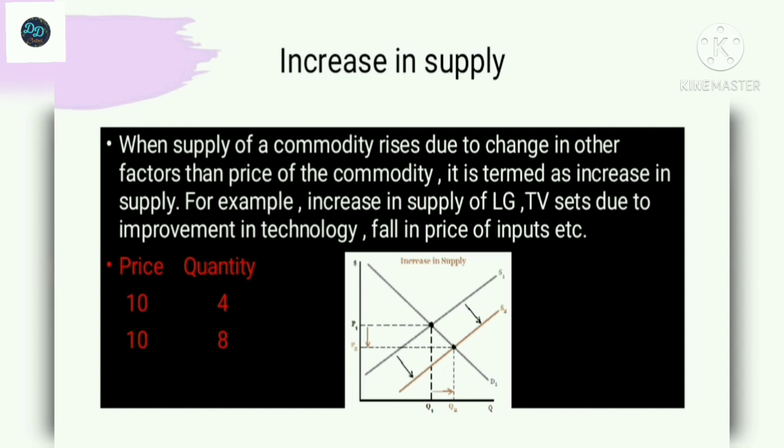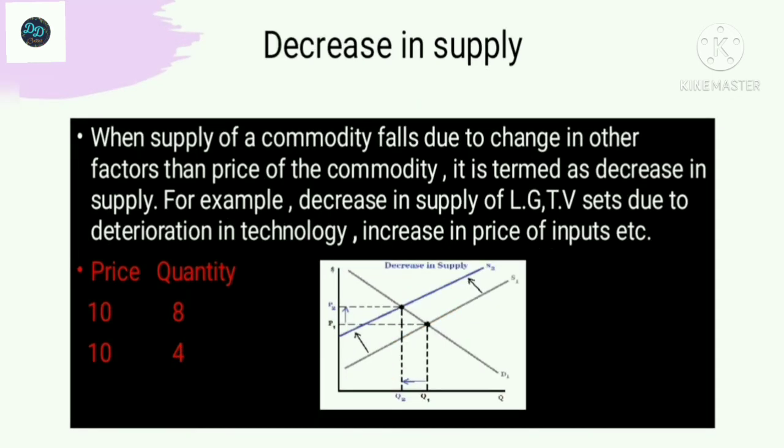The next one is a decrease in supply. When the supply of a commodity falls due to change in factors other than the price of the commodity, it is termed a decrease in supply. For example, a decrease in supply of LG TV sets due to declining technology and an increase in the price of inputs. Here the price is 10 and the quantity is 8, and at the same price of 10 the quantity is 4. So the supplier supplies less at the same price. It is due to change in factors other than the price of the commodity. In this diagram it shows the leftward shift of the supply curve.